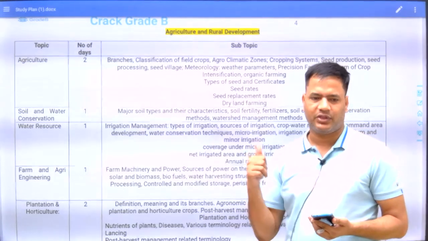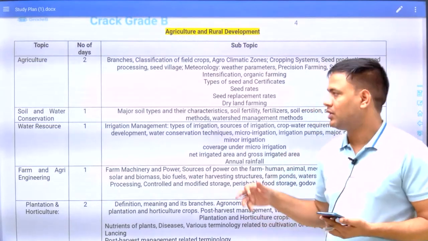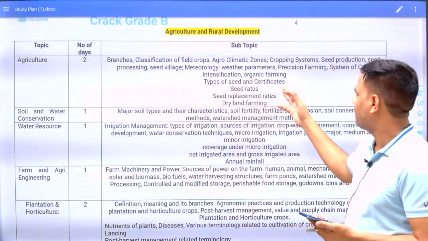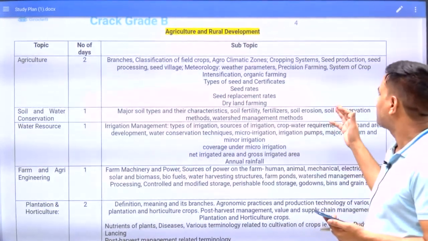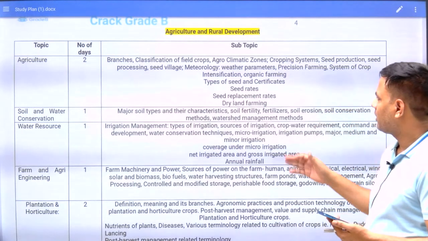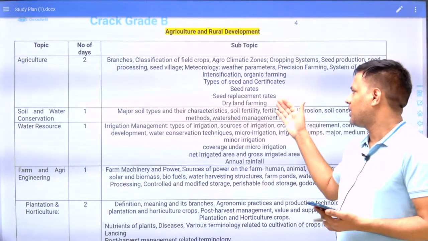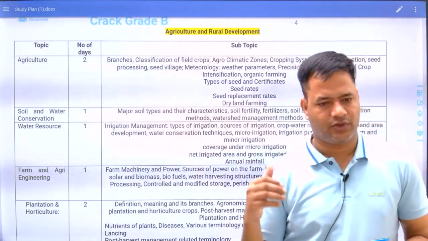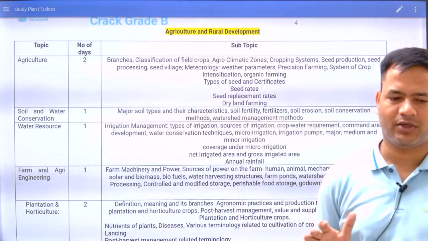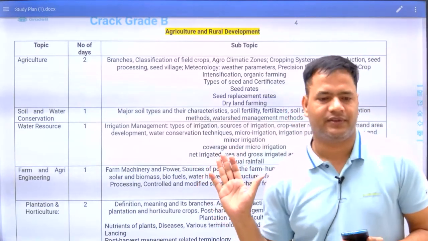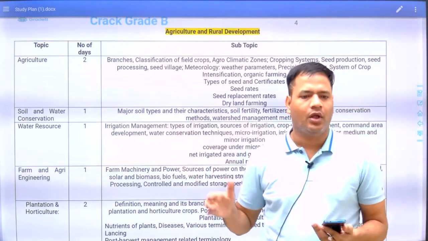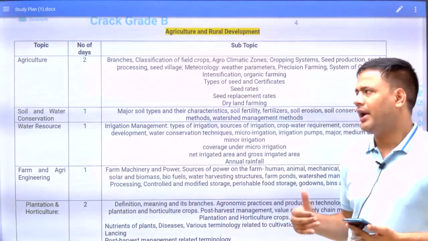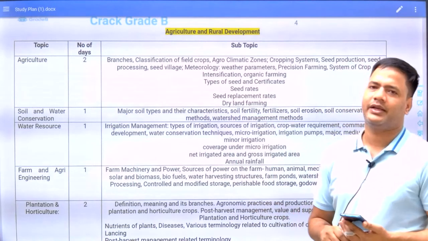Previously, questions have been asked from this topic: seed production, seed processing, seed village, meteorology, weather parameters, precision farming, system of crop intensification, organic farming, types of seed and certificate, seed rates, seed replacement rates, dry land farming. These are the general topics from which questions have been asked, and you can easily find them if you are preparing yourself, in CBSE books, NCERT books, or Google. There are a number of websites where you can easily find the content.